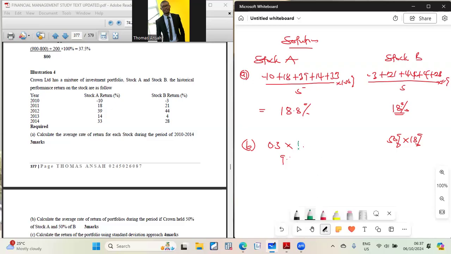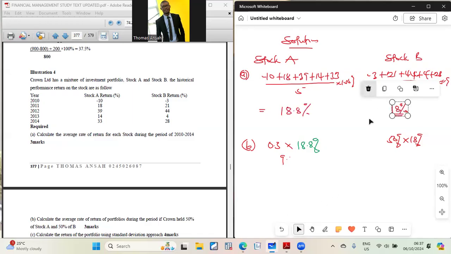So it's 18.8%. The same for the other side too. When we have 3 plus 21, minus 3 plus 21 plus 44 plus the 4 plus the 28, that too is 94. So the two places were all 18.8. So that is it.